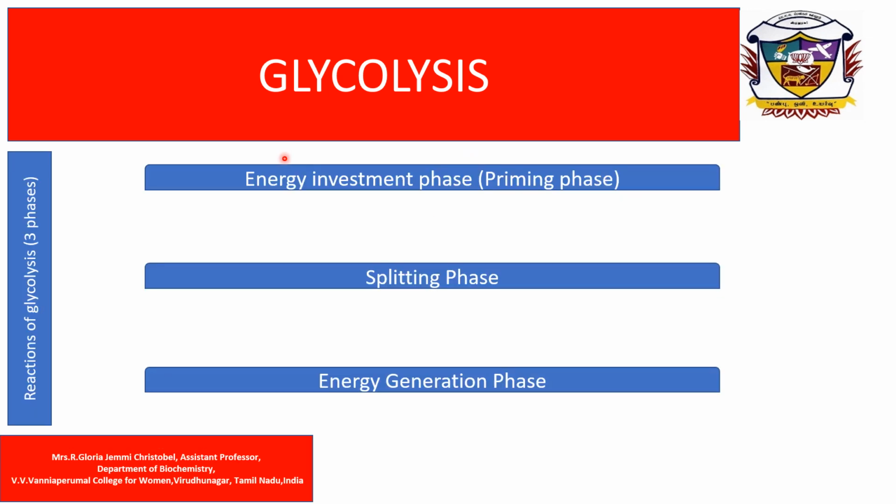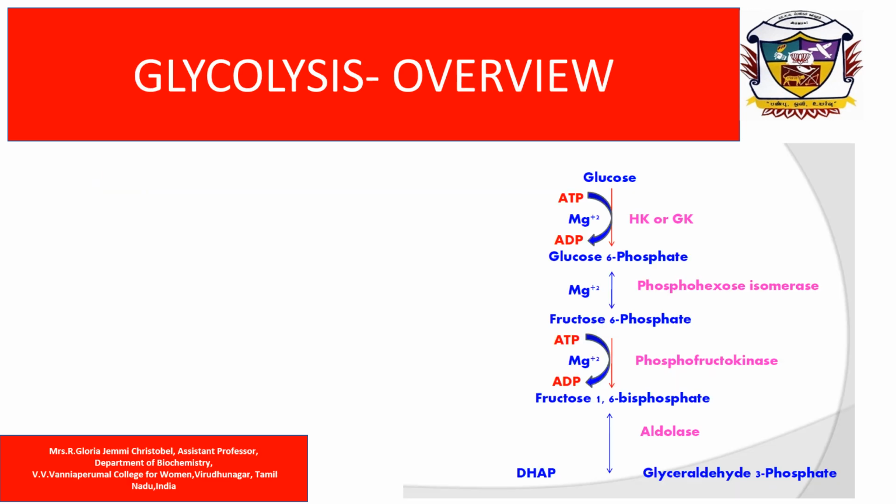The glycolysis process can be divided into 3 phases. The first one is the energy investment phase or priming phase. The second one is the splitting phase, and the third one is the energy generation phase.